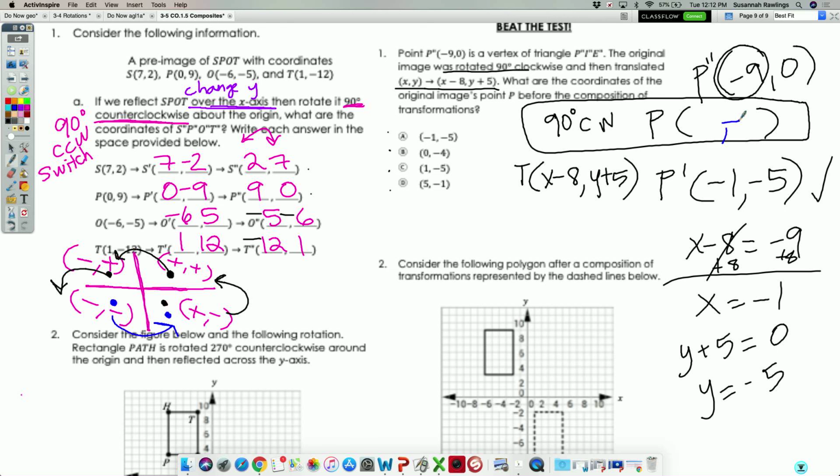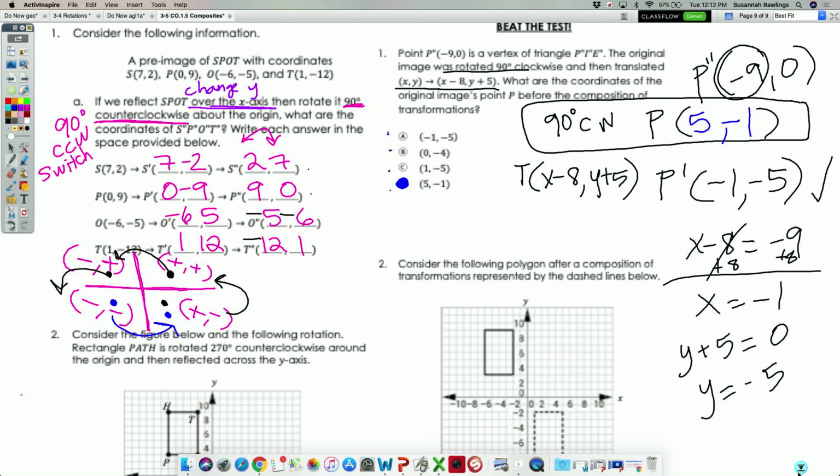So my answer should be positive, negative. And then what do I do with rotations of 90 degrees? I flip them around. So this should be +5, -1. So what is my answer there? D. So you kind of have to think backwards there to get there. Does that hurt your brains at all? No. If you couldn't do that, again, you could take each one of those and just work them out going forward like normal.